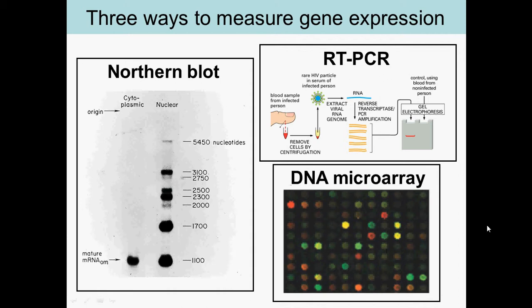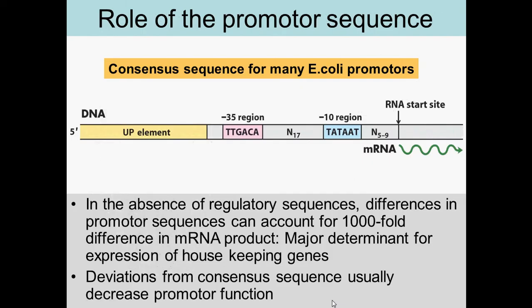What's really fast is this DNA microarray, which you can use to look at all these different things at the same time, and the color indicates whether the mRNA is found or not. And if there's a regulatory sequence, if there's a difference in the promoter sequence, that can account for a 1,000-fold difference in the mRNA product. The major determinant for expression of housekeeping genes is the promoter sequence, and deviations from the consensus sequence between the RNA polymerase and the promoter region would usually prevent or reduce transcription of the mRNA.